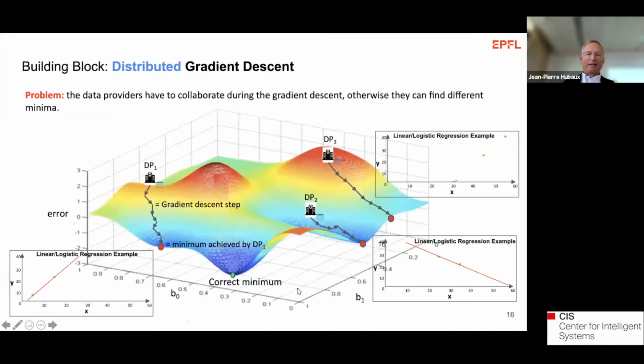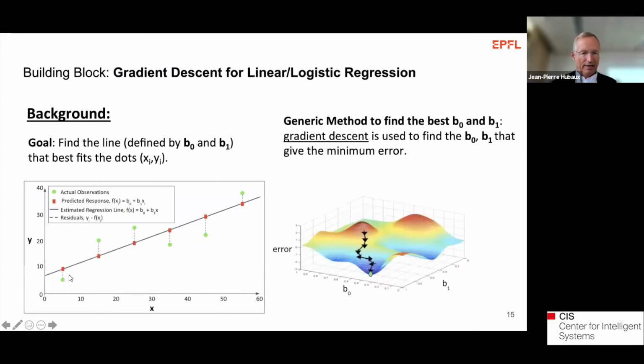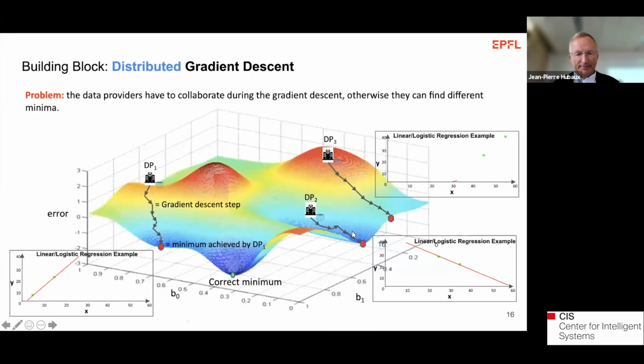What becomes more complicated is if the data are actually decentralized. Each data provider here has a partial vision of the world. This one here has the first 2 dots, this one has dots 3 and 4, and this one has dots 5 and 6. I'm referring now to the dots that we've seen before, 1, 2, 3, 4, 5, 6. So in this case, there is a risk that they get trapped in local minima that are not correct.